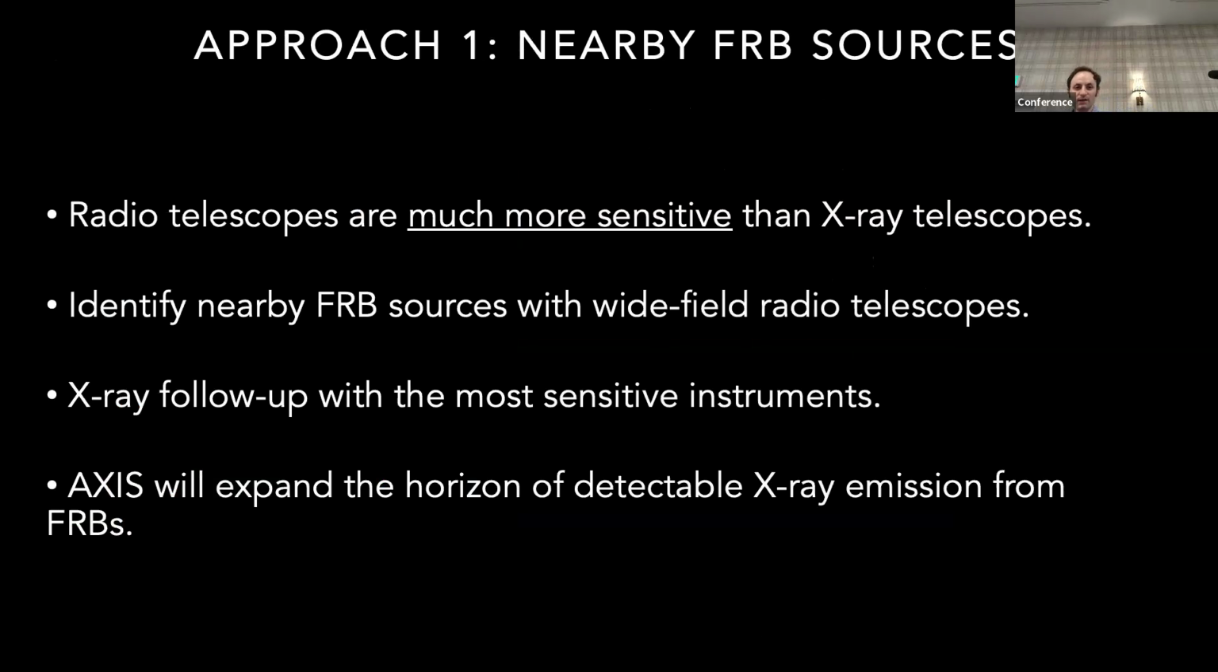So now I'm going to give you my take on what some of the most promising approaches are to searching for X-ray emission from FRBs. So first, you have to keep in mind that radio telescopes are much more sensitive than X-ray telescopes. Because of that, you really want to identify nearby sources using wide field telescopes and then use the most sensitive X-ray instruments to follow them up. And AXIS will be able to do that. It will be able to expand the horizon out to which we can detect X-ray emission from FRBs.